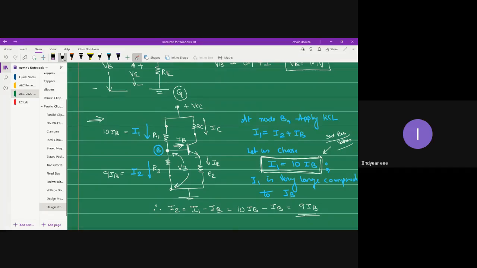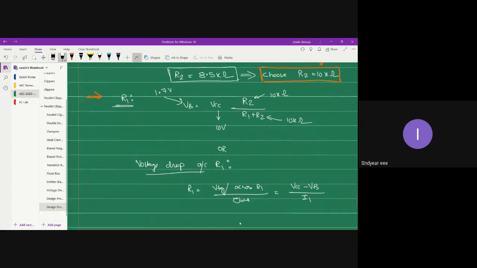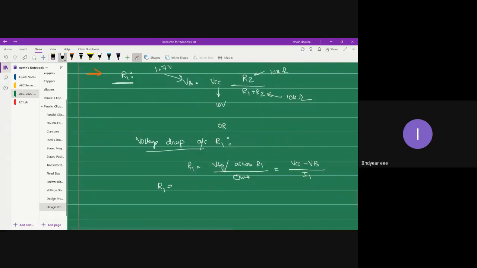Look at resistance R1. On one side, this R1 is connected to VCC, and on the other side, this R1 is under the influence of base to ground potential VB. So voltage across R1 can simply be written as VCC minus VB divided by current I1. You should get the same answers. So VCC is 10 minus VB is 1.7 divided by I1, which is 10 times IB. So 10 minus 1.7 divided by 10 into 20 micro.